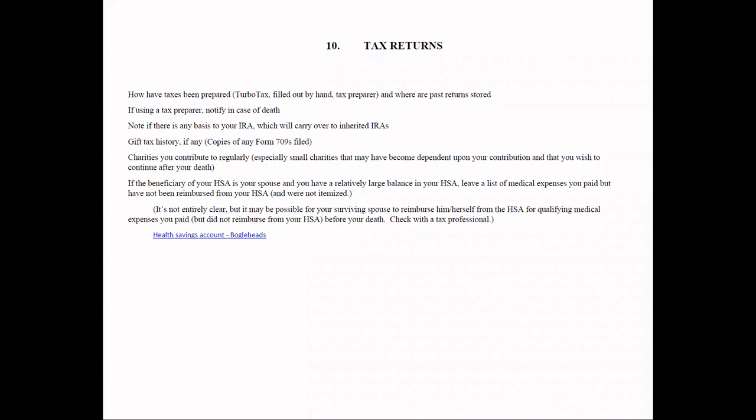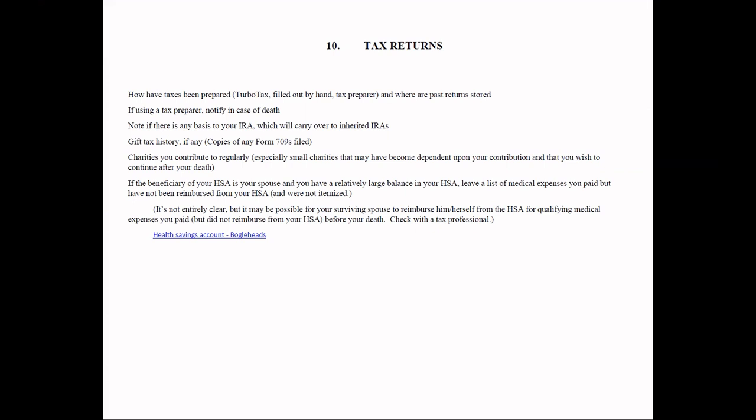If there are any charities you contribute to regularly, especially a small charity that is highly dependent on you, and you would like to continue that as part of your legacy when you die, you can't force your spouse or your children to do that, but you can make a suggestion: I really want to support this. Of course, you can put it in your will too, but that's just something to think about if you want to continue to support charities after your death in ways other than your will.